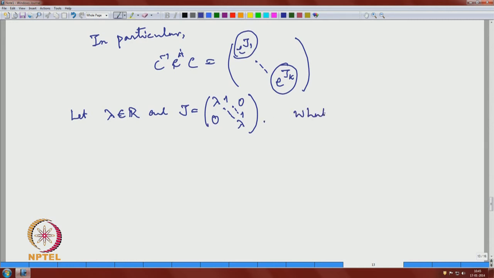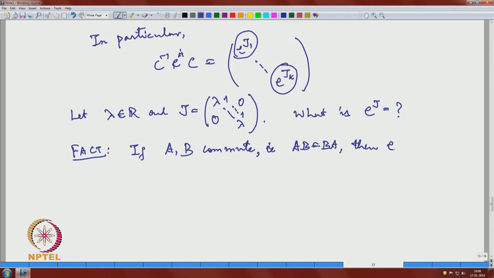So, what is e^J? Okay, so that is the next question. Again a fact. So, if A and B commute, that is AB equal to BA, then exponential of A plus B is equal to exponential of A times exponential of B. Just like the exponential of a real number. And in general, if we have non-commutativity, then we may not have equality. E to the A plus B may be different from e to the A times e to the B.